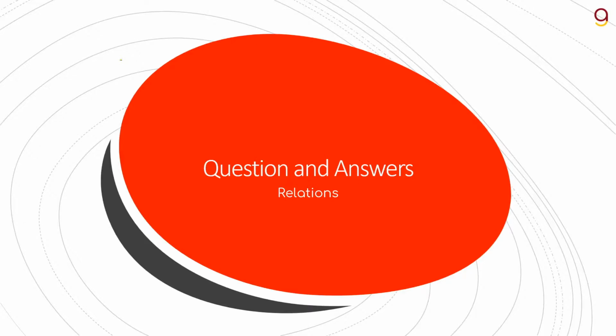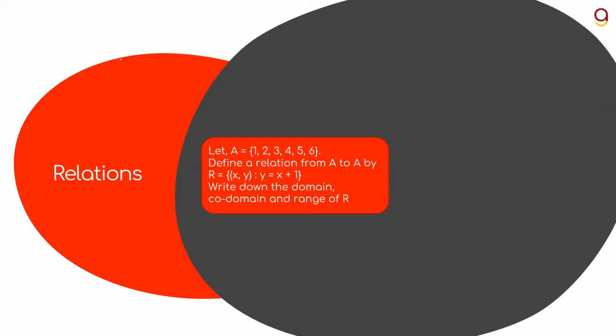In this video we will discuss few problems related to relations. So, let's see our first question. Let set A contain the elements 1, 2, 3, 4, 5 and 6. Define a relation from set A to A by R = {(x, y) such that y = x + 1}. Then write down the domain, codomain and the range of R.